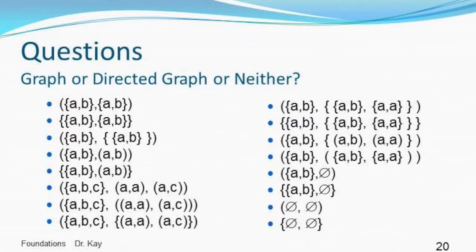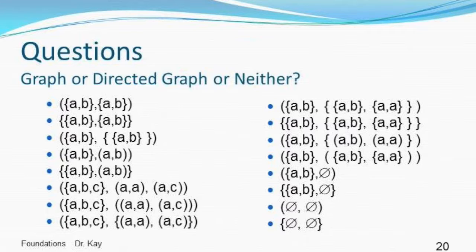Okay, so I want to go back to making sure that you understand exactly how we represent graphs and how we're going to represent graphs for this class. So here's a bunch of pairs, sets, all sort of mishmash. And I want you to look at this, just pause the video, go through it, and say, which of these are graphs? Which of these are directed graphs? Some may be both, and some are neither.